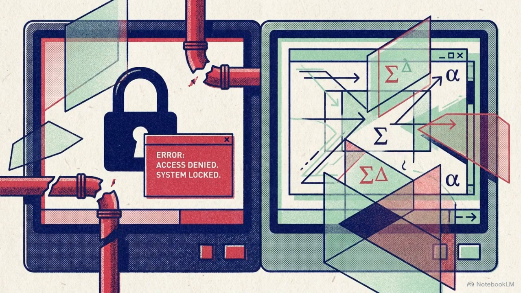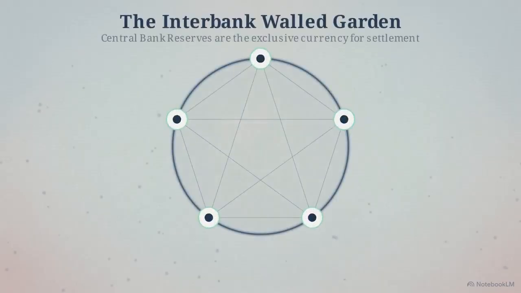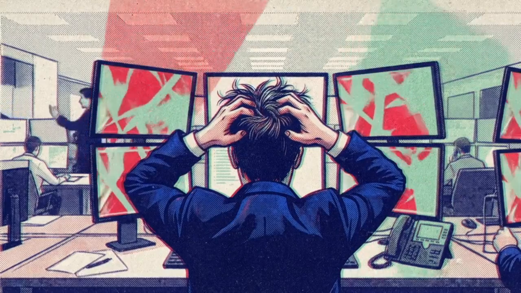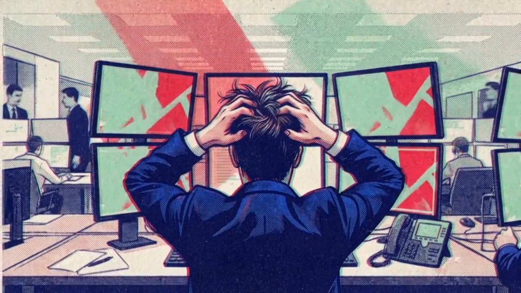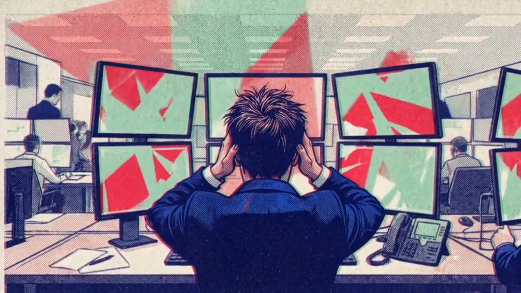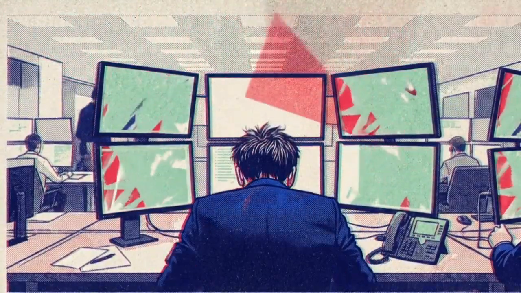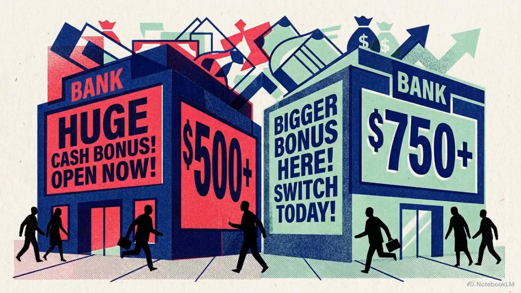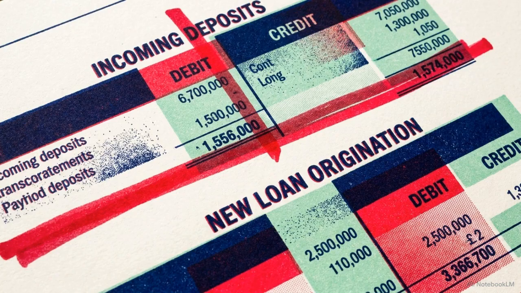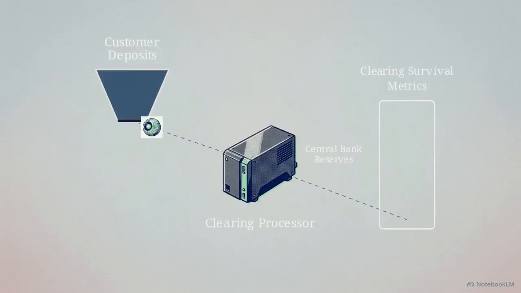Commercial banks can create deposits, but they cannot create central bank reserves. Those reserves are the exclusive currency of the interbank clearing system. If a bank creates loans faster than it holds reserves to clear outflows, the math breaks. It falls into immediate technical default. This is why banks fight for your deposits. They are not gathering deposits to fuel new loans. They are acquiring them because customer deposits are the cheapest mechanism to capture the vital reserves required to survive daily clearing operations.